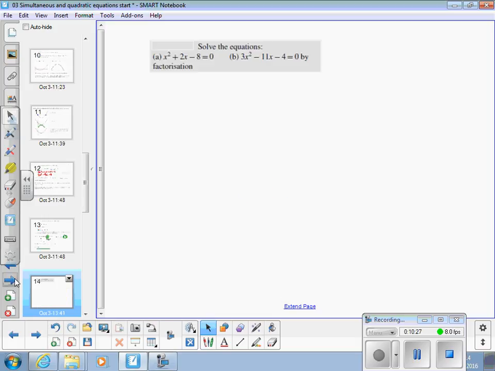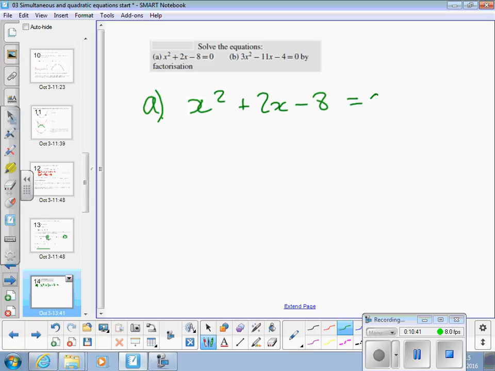So let's have a look and see how we can do this factorization. We've got x squared plus 2x minus 8 equals nothing. If we're going to factorize that, we've got to come up with a term in 2 brackets. What do I need to do in the 2 brackets to end up, when I multiply them out, with an x squared term? I need x there and x there. They would multiply out to x squared.